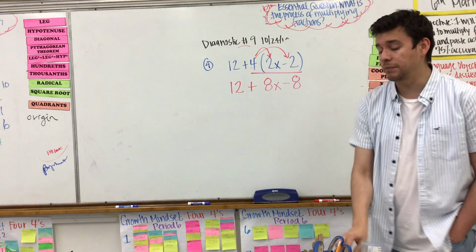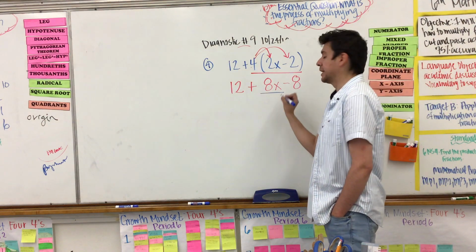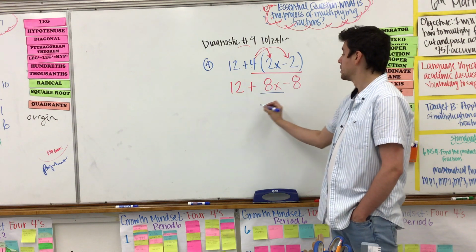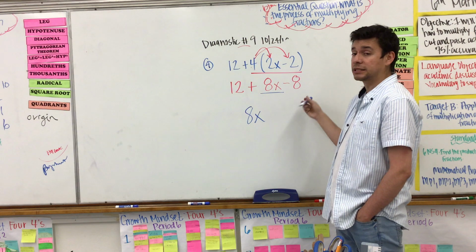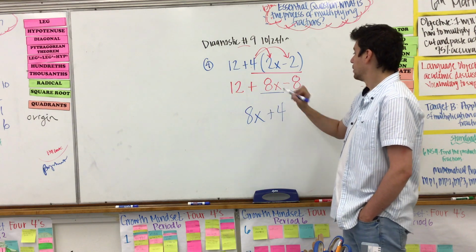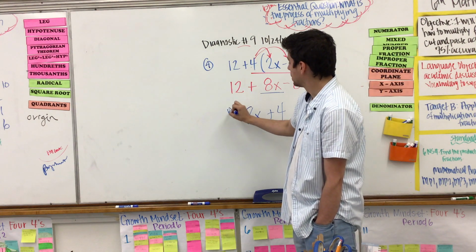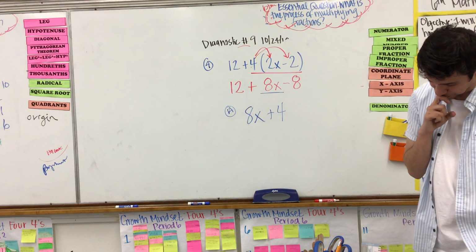Now the next step is going to be combine like terms. I know this is 8x, but I don't see an x anywhere else. So that one just drops. 12 minus 8 will give you 4. And that was the answer, 8x plus 4, which is letter A. So go ahead and copy that down.